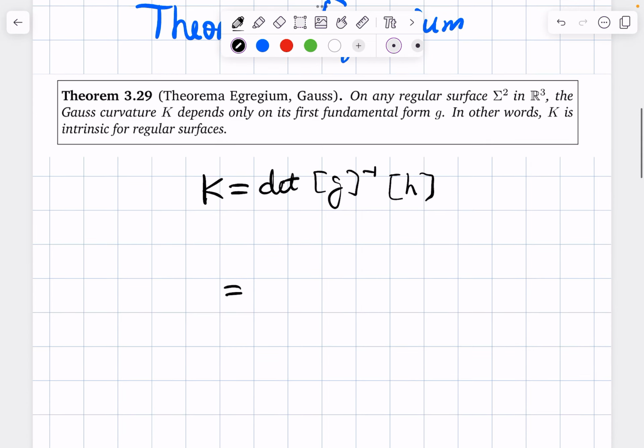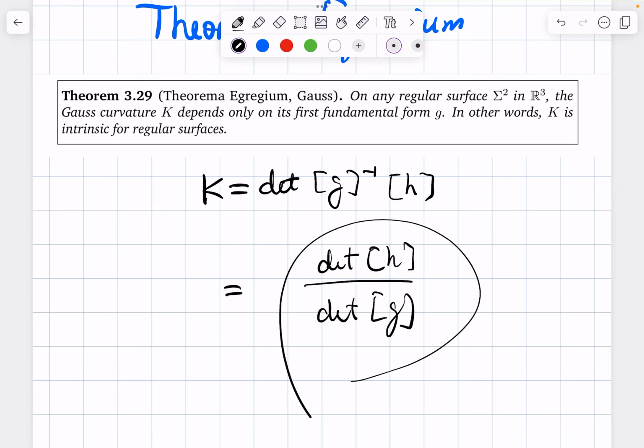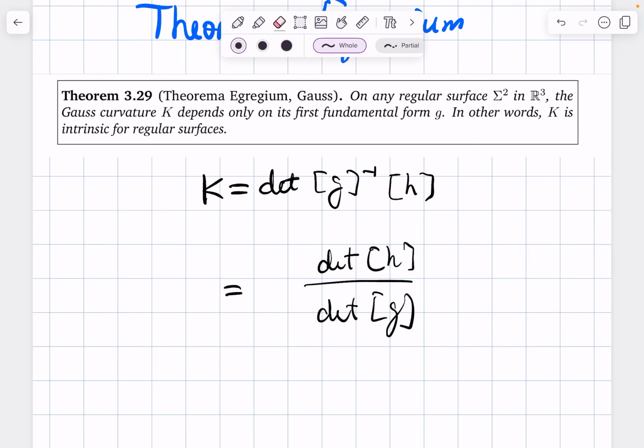So if you can prove that the determinant of H is dependent only on G, then the whole thing would be dependent only on G. So K will be dependent only on G, and we're done.